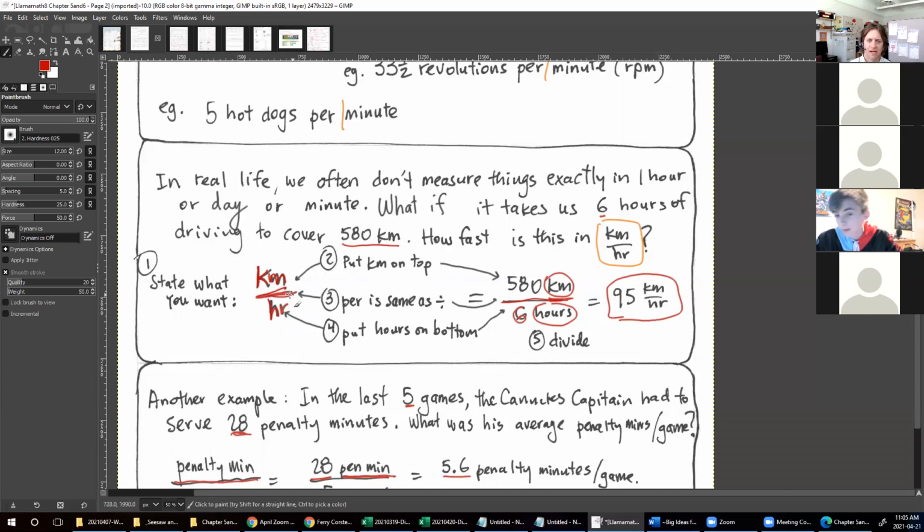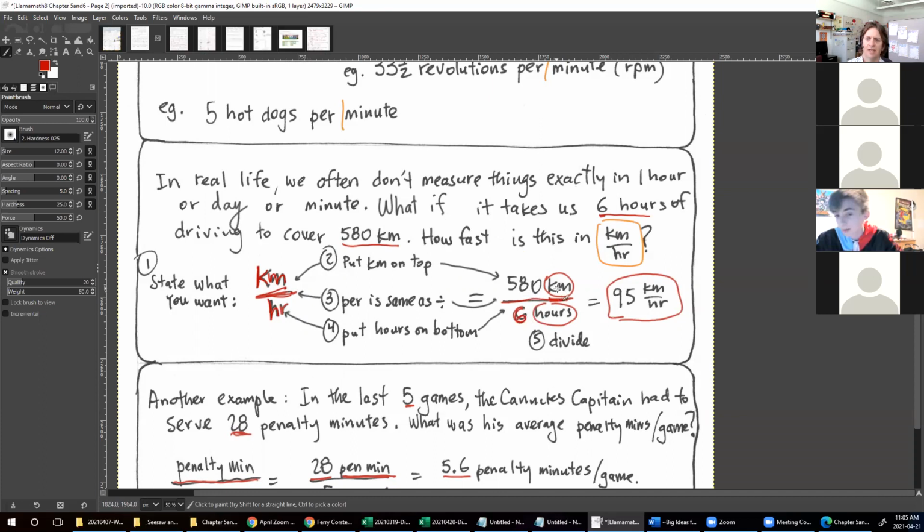The line for the fraction, or the per, you know, kilometers per hour, it's the same thing as the divide, or the bottom divided by under the fraction. And on the bottom, I want to put hours. So how many hours? Oh, 6 hours. So I'm going to replace this. I'm going to put 6 hours in the bottom.